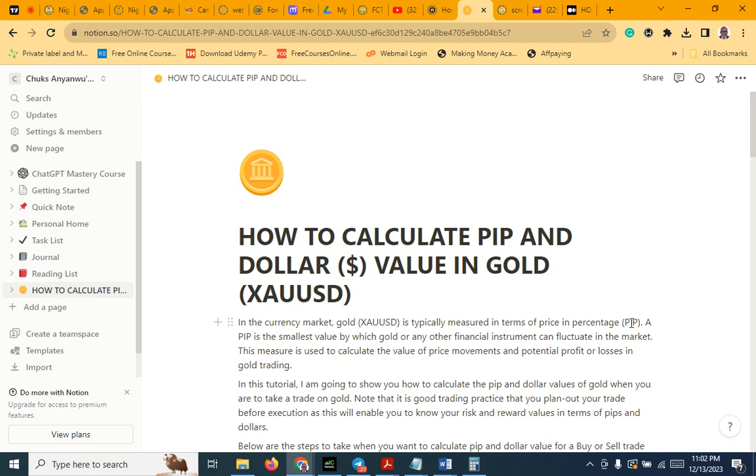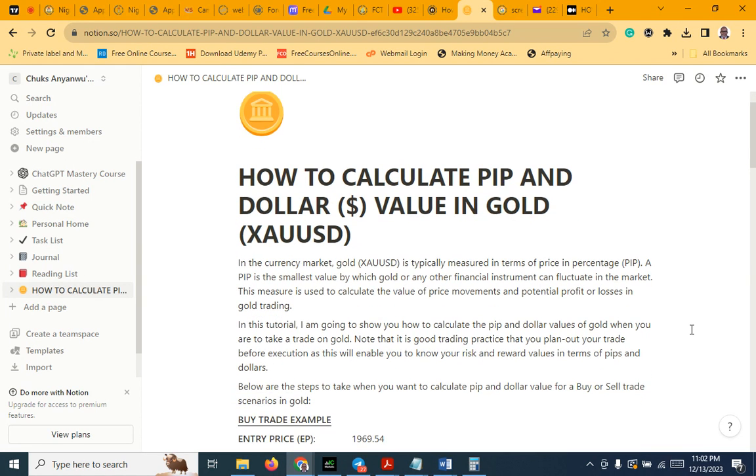Because if you understand how the values and the pips are calculated, it will help you to better manage your trade. So that is the reason why I put up this tutorial, to make sure I teach you guys how to do this calculation, and that you understand it very well, because a lot of traders are struggling with this.